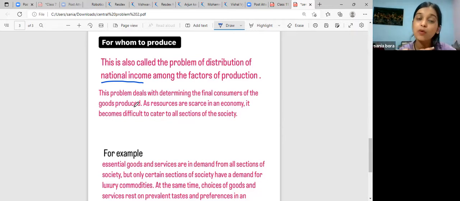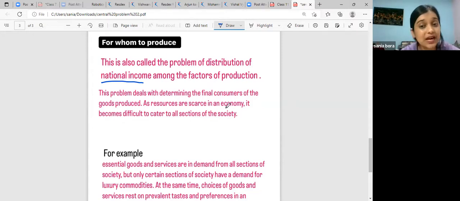For example, you said, ma'am, I want a bed. I produce 5 beds. Now I have to find who is going to consume that bed, because I'll be selling that bed to that person. He is going to consume it, and whatever money I get, I'll be distributing it to whoever helped me in the production of the bed. So this problem deals with determining the final consumer of the goods produced.